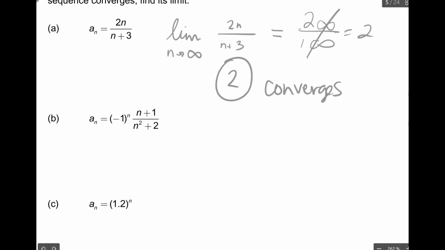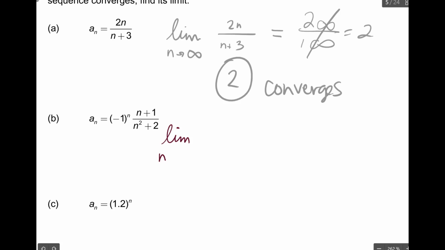We're going to be approaching a number. How do you know that it converges? There's a limit. Because we're actually approaching a number, not infinity, and you can see that.